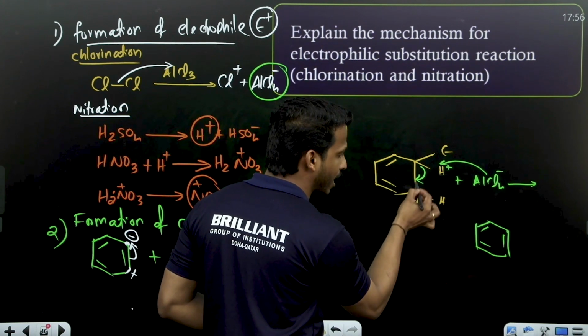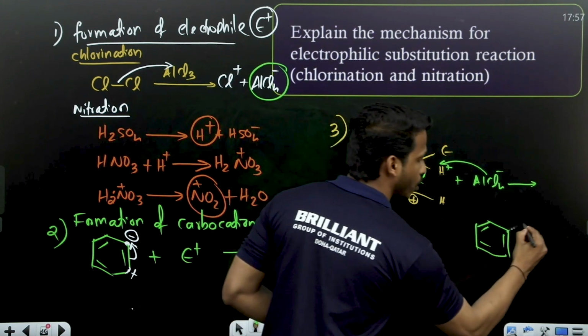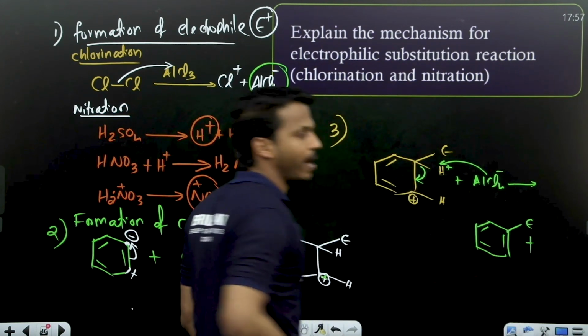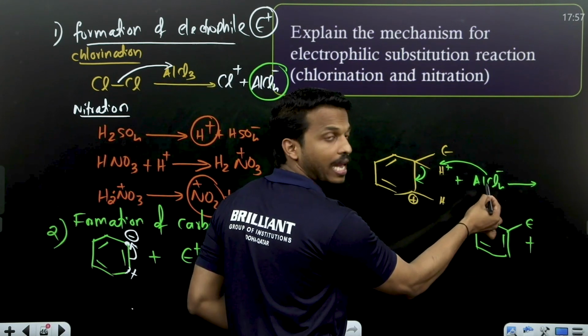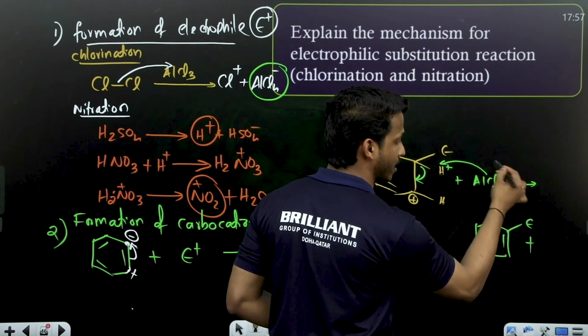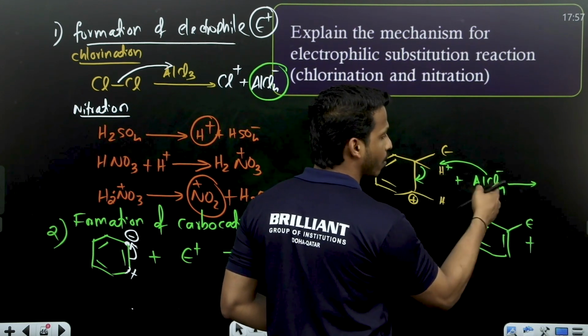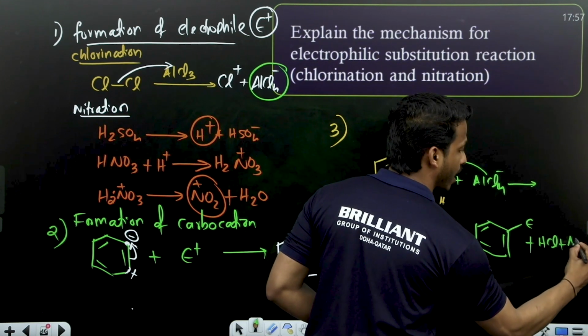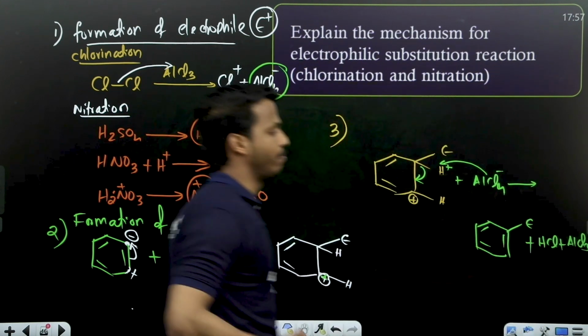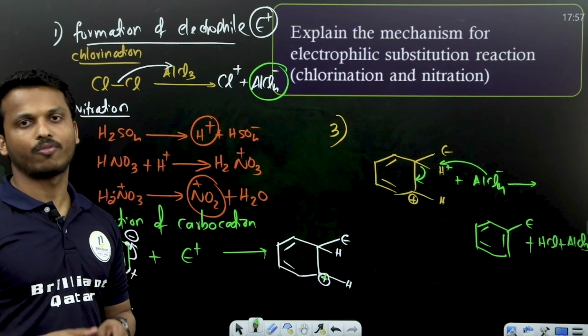This carbon gets electrons, so the positive charge vanishes, and you get the substituted product. The benzene ring is formed back. This H is taken by AlCl4 minus. You get one H and one of the Cl, taken as HCl, and what remains? AlCl3 is regenerated. This is the way electrophiles are generated.